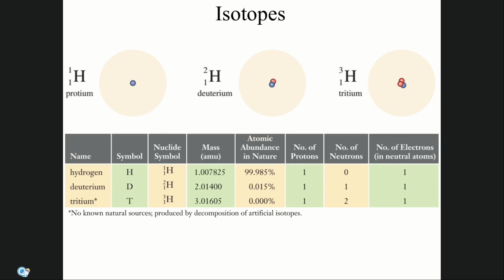The chemical properties of an element are determined primarily by the number of protons and electrons in its atom, not by the number of neutrons. Therefore, isotopes of the same element typically exhibit very similar chemical properties. Not the same, but very similar.